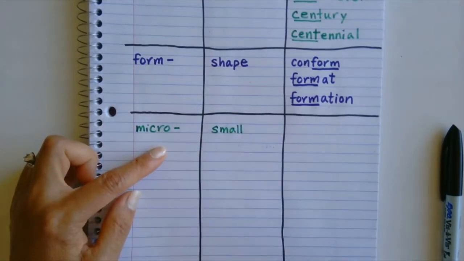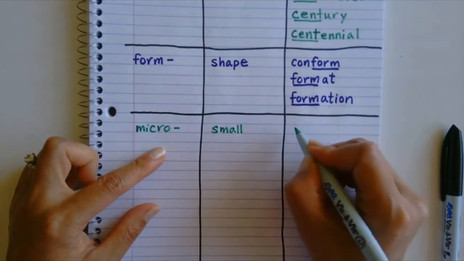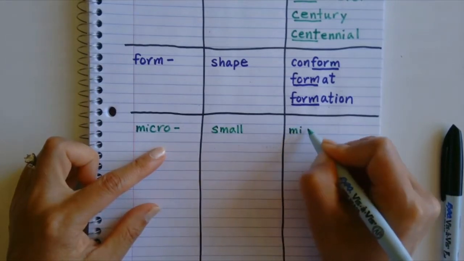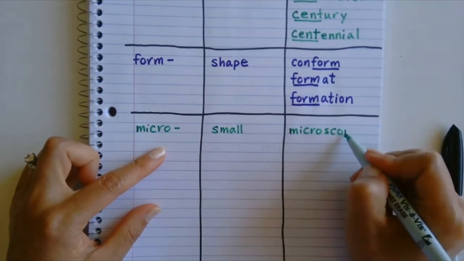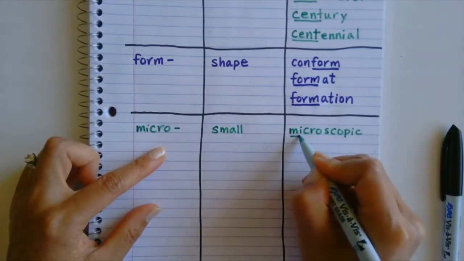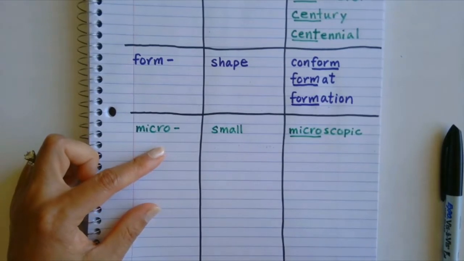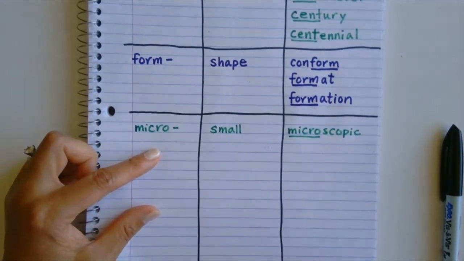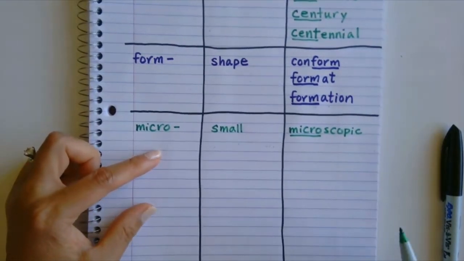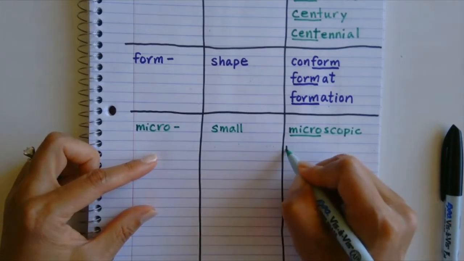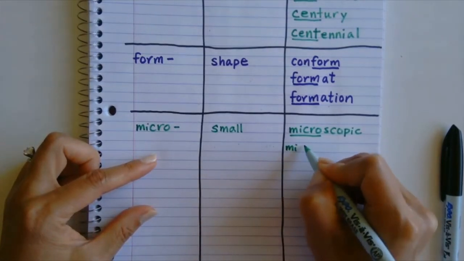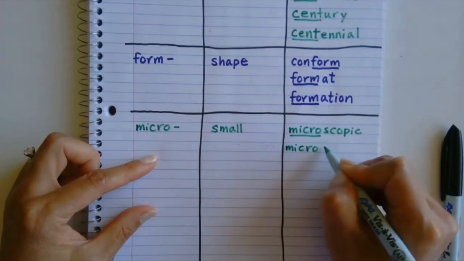So for example, I have heard of microscopic. Microscopic. And something that is small that might mention something like that, it could be like microcomputer. I think it means something small. Microcomputer.